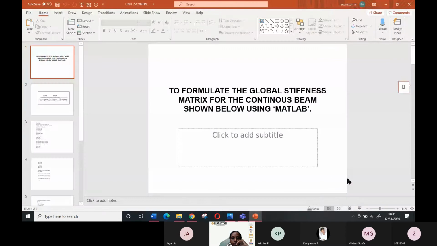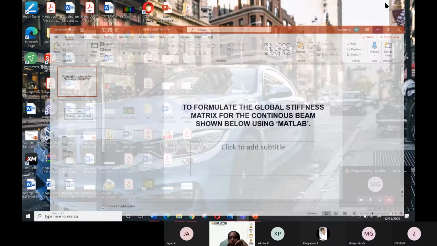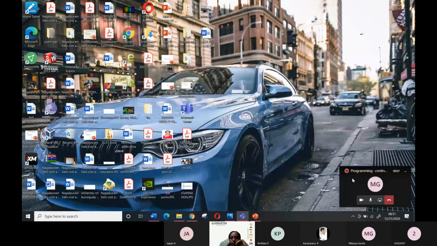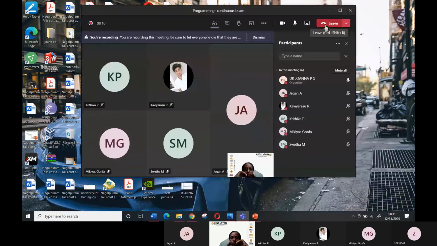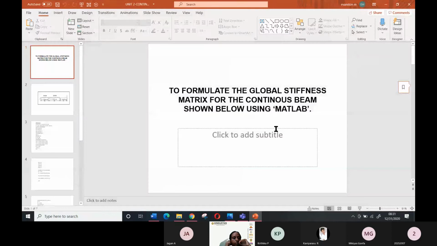Just to tell me whether you are able to see this. What is this? One minute. Whether you are able to see the slide share? Somebody can answer me. Yes, ma'am.